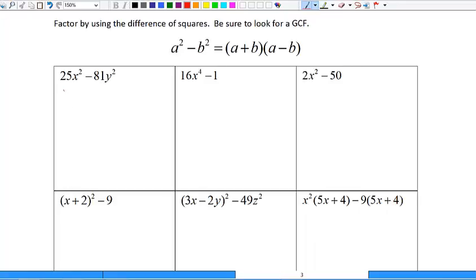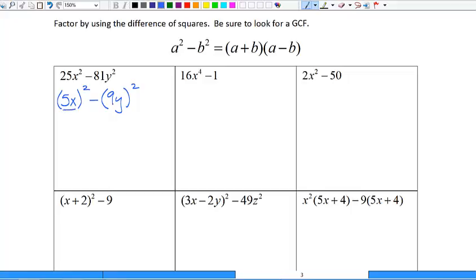On the first problem, 25x squared minus 81y squared, there is no GCF here, but I can rewrite both of these terms as a difference of squares. See the 25 and the 81? That's a big tip-off that we have perfect squares. Those are the numbers that we just listed. 25 can be rewritten as 5 squared. 25x squared can be rewritten as 5x times 5x, or 5x quantity squared. 81y squared can be rewritten as 9y quantity squared.